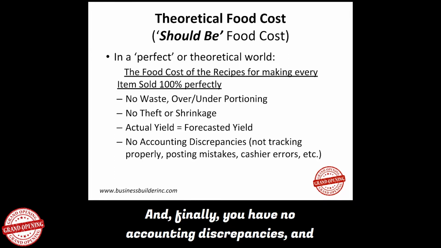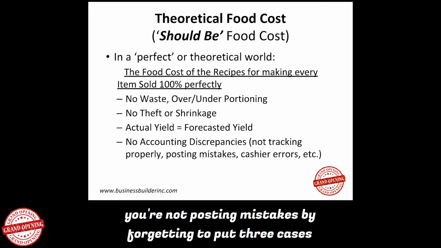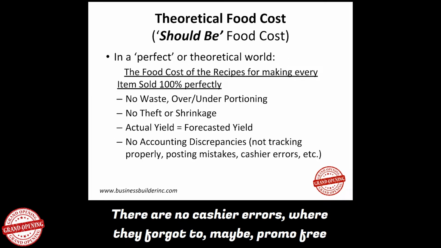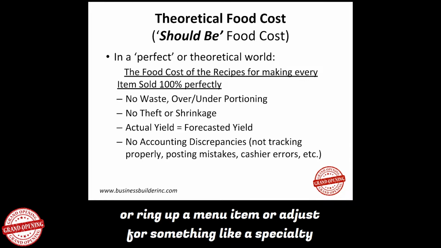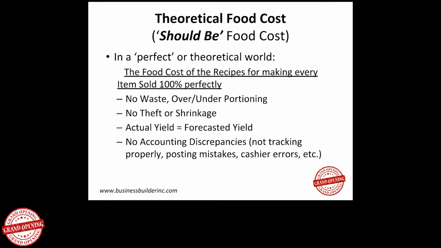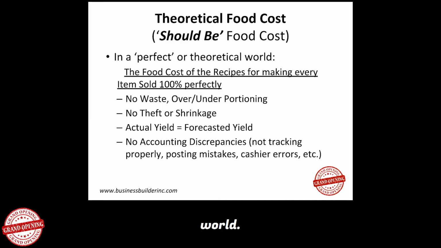And finally, you have no accounting discrepancies. You're not making mistakes tracking or counting things. You're not posting mistakes by forgetting to put 3 cases versus 2 cases of an item when you received it. There are no cashier errors where they forgot to maybe promo free or ring up a menu item or adjust for something like a specialty order, no cheese plus tomatoes, for example. So theoretically is what your food cost should be in a perfect world.